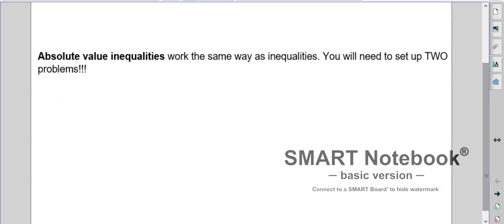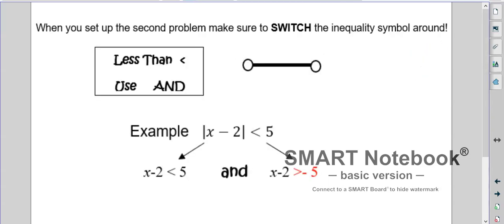So absolute value inequalities work the same way as regular inequalities. You'll need to set up two problems, very key. Now, when you set up the second problem, make sure to switch the inequality symbol around, right? Because if you think about it, we always flip the symbol when we multiply or divide by a negative. Well, what happens here? We go from 5 to -5. So therefore, when we write that one, we flip the symbol, okay?